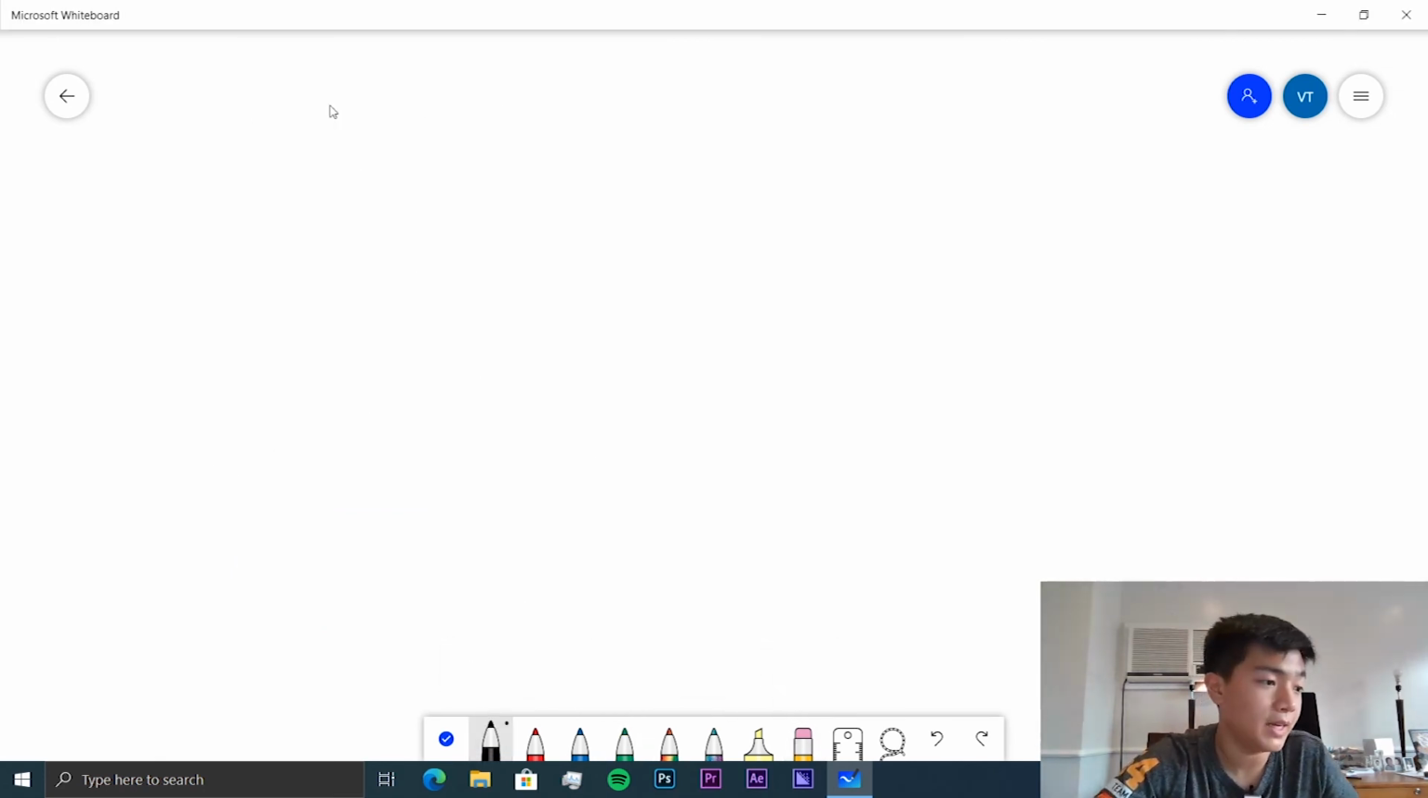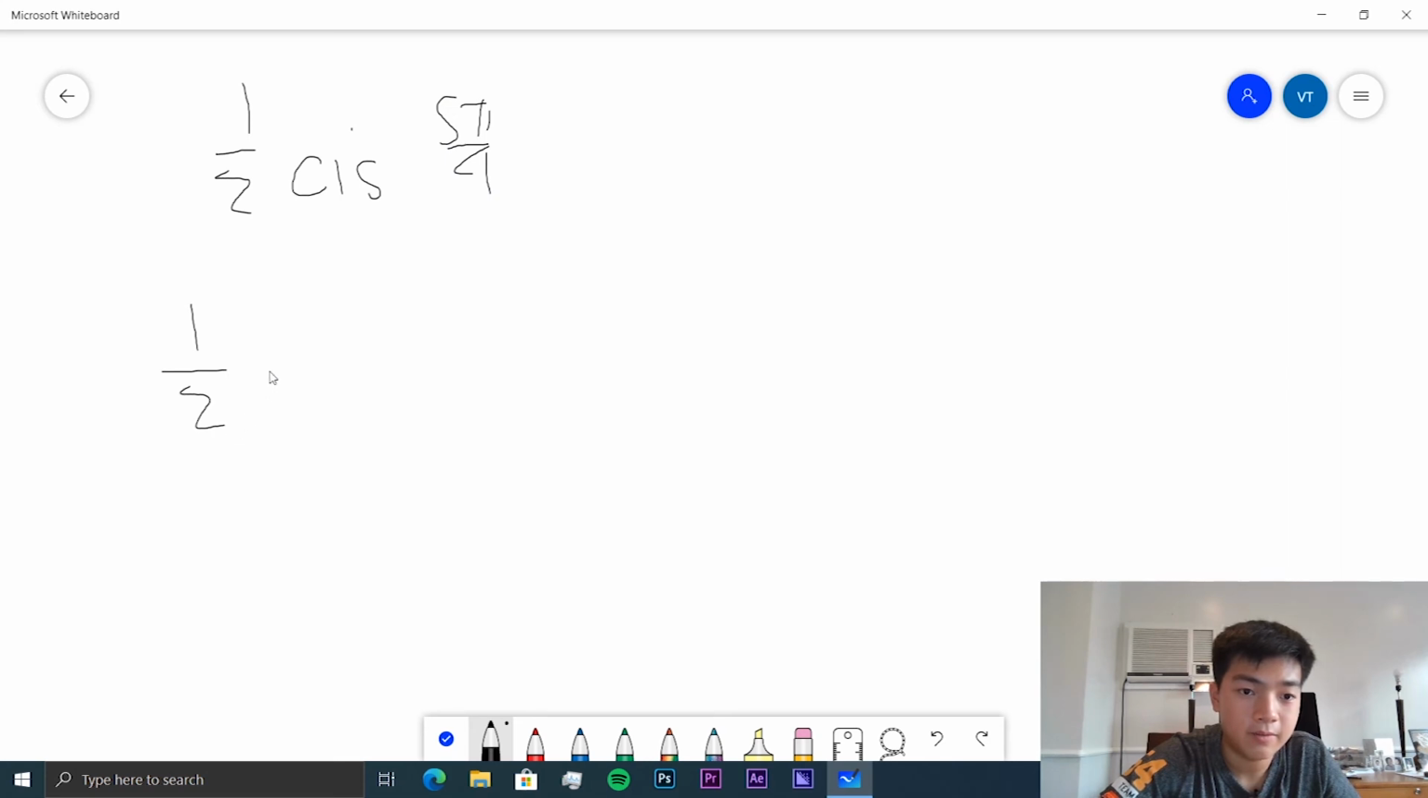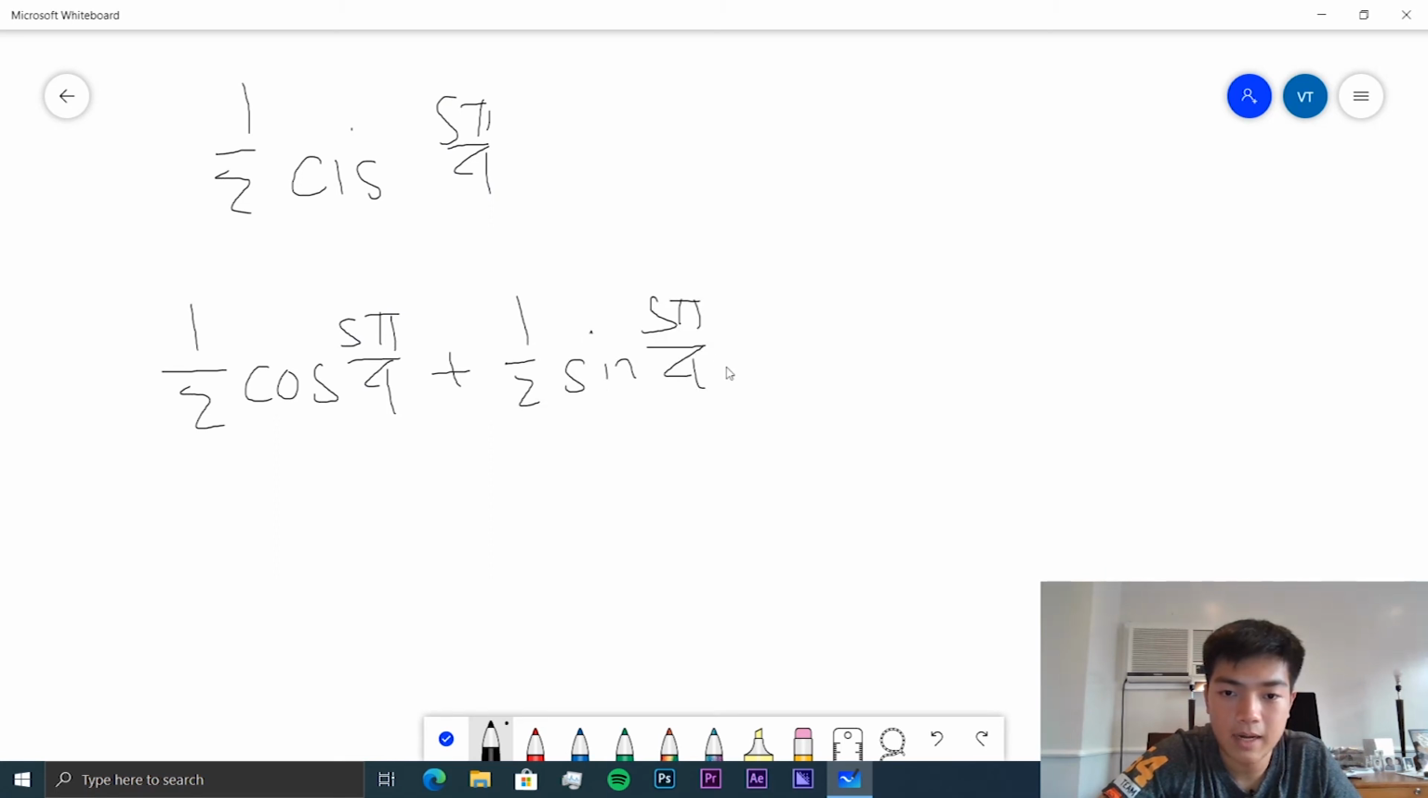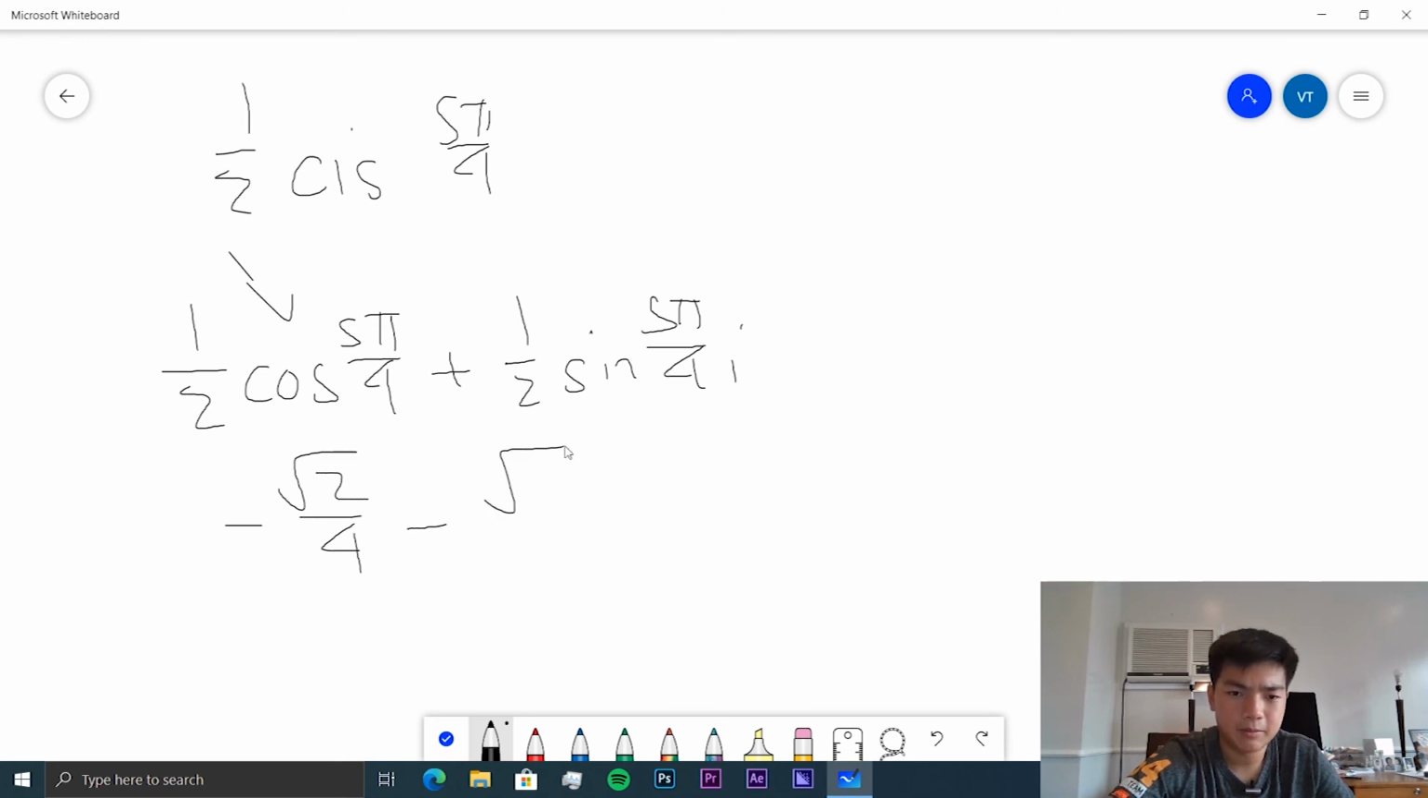Okay, and finally we have 1/2 cis 5 pi over 4. So this is equal to 1/2 cosine 5 pi over 4 plus 1/2 sine 5 pi over 4 i. Well, what's cosine 5 pi over 4? Cosine 5 pi over 4 will be equal to negative root 2 over 2. So this is negative root 2 over 4, and then this is also minus root 2 over 4 i. I believe, yeah.